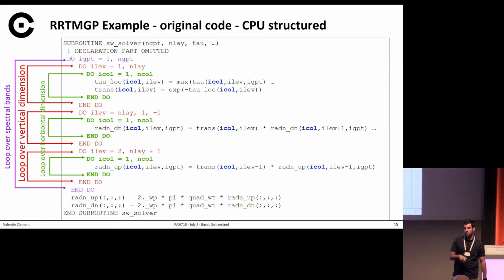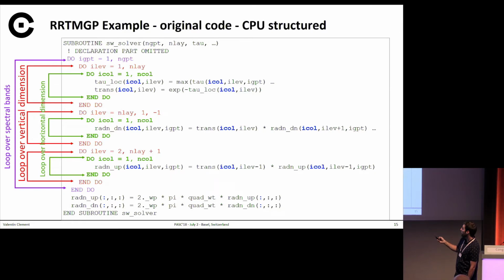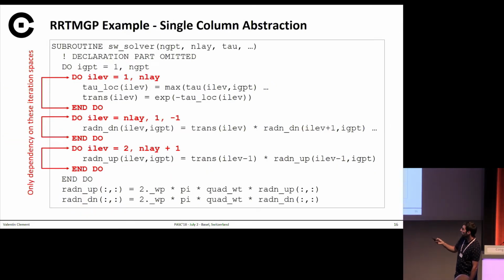So if we move this code to a single column abstraction, what we do is just get rid of all horizontal information. So we just end up with our spectral band iteration, IGPT, and we have the loop that carries dependencies over the vertical here. As you can see, before we had indexes over the horizontal, but then we don't have them anymore because we don't want the domain scientists to have to write anything related to the horizontal dimension.